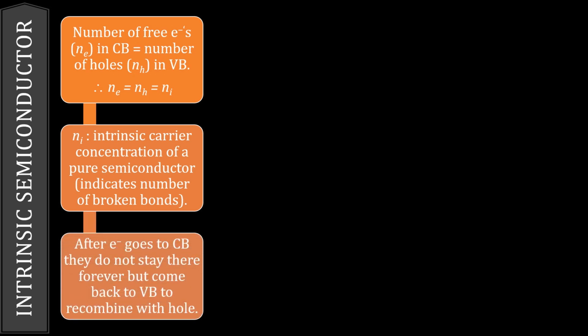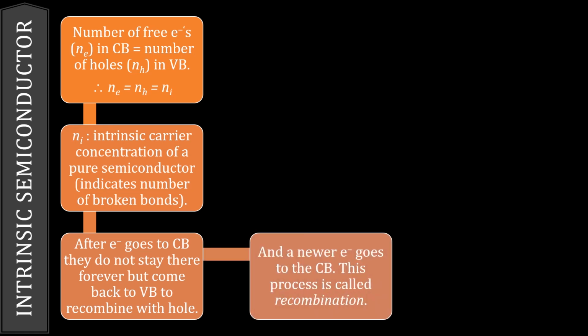After the electron goes to the conduction band, it does not stay there forever. It comes back to the valence band to recombine with a hole. And when this happens, if you remember Bohr's theory, if an electron from a higher energy level comes back to a lower energy level, a photon will be emitted. But at this point of time, we are not interested in those photons. We just want to understand how these electrons will behave. We'll come to photons in later sections. So these electrons do not stay there forever, and they come back. And simultaneously, newer electrons go to the conduction band.